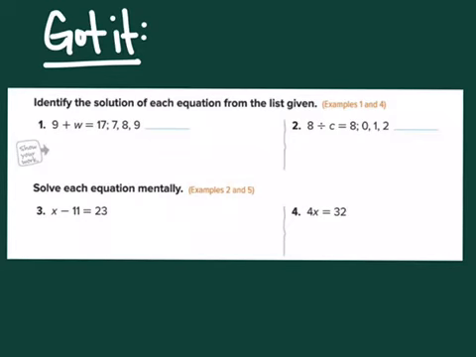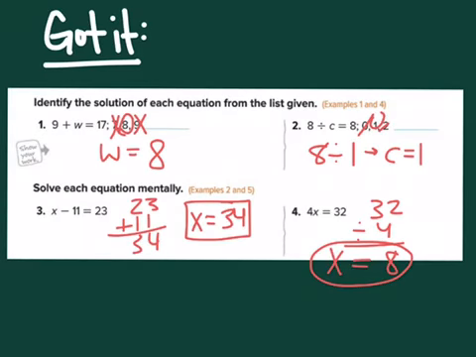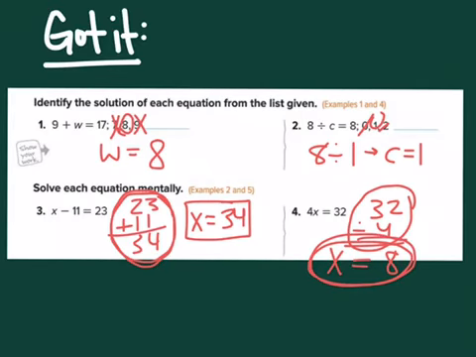This is your guided practice part, so go ahead and complete these 4 questions and then check your answers. You'll see that for number 1, w is equal to 8. Number 2, c is equal to 1. Number 3, I used the opposite or inverse operation and I added 11 to 23, and I know x is equal to 4. Then I did the same thing for 4 times x equals 32. I did 32 divided by 4 and I got an answer of 8. So x would be equal to 8.